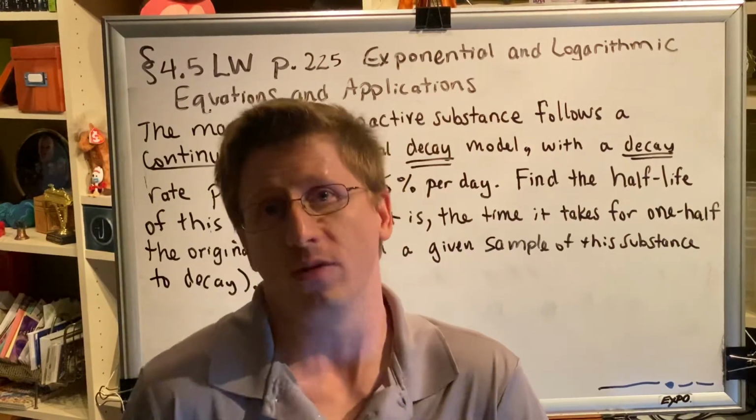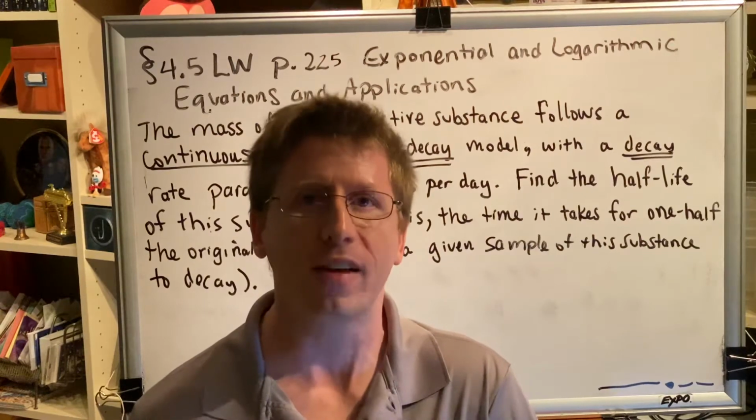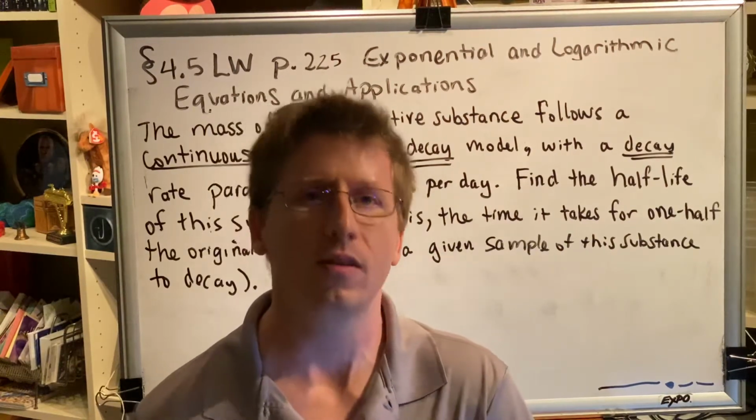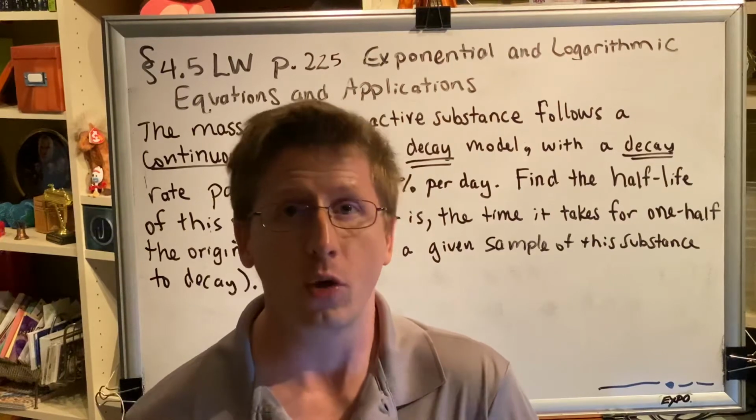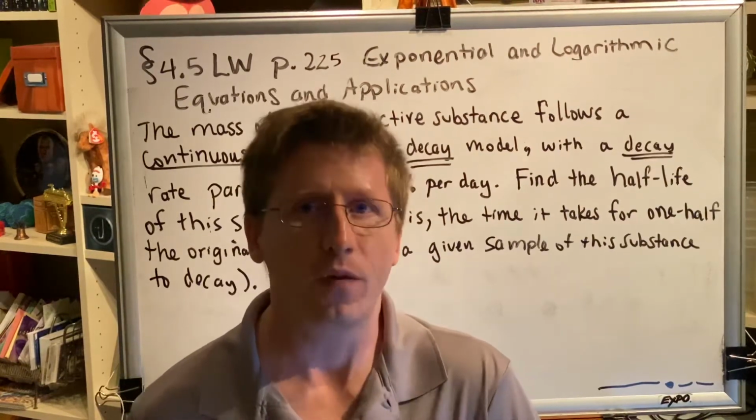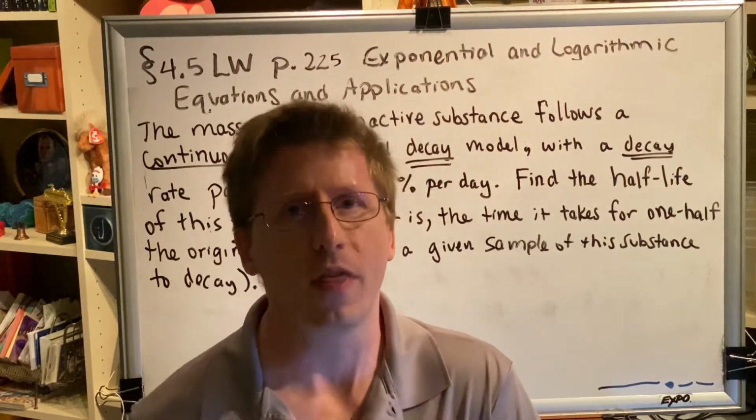Let's say you start with 1,000. What would the half-life mass be? 1,000 divided by 2 is 500. Let's say you started with 1,000,000. What's half of that? 1,000,000 divided by 2 is 500,000.